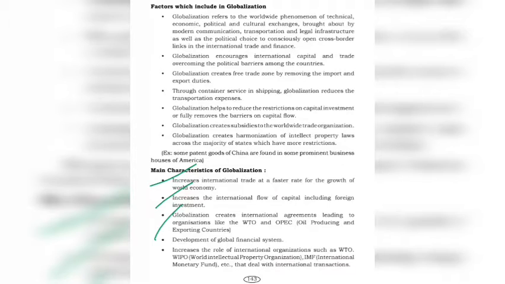Globalization has helped in creating international agreements. Because of this globalization, many institutions have come up to regulate the business. Some of the important ones are WTO, that is World Trade Organization, and OPEC, oil producing and exporting countries. This OPEC is particularly for the countries which are exporting oil, like the Arab countries, Iran, Iraq. For them, an institute came up to regulate the trade of oil.